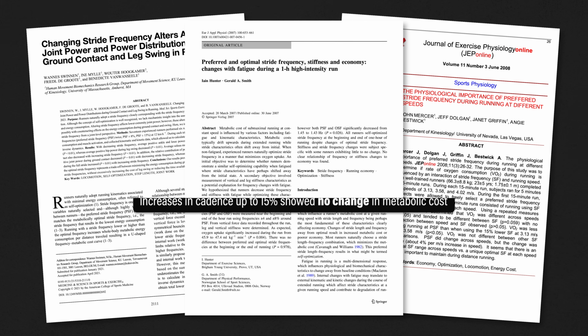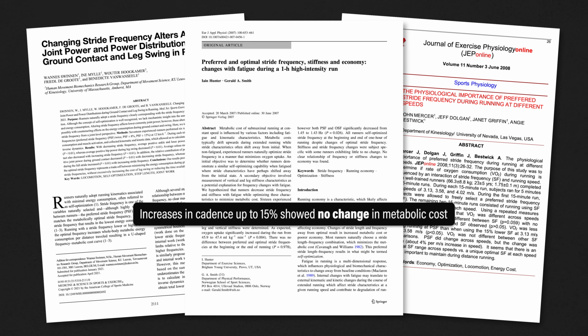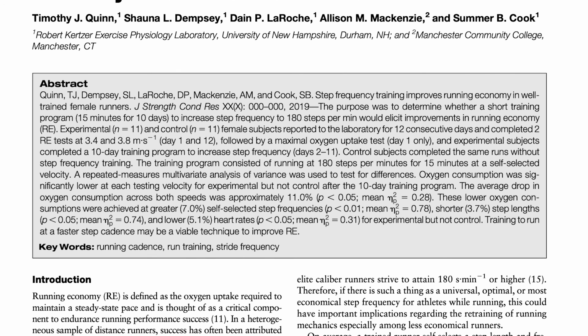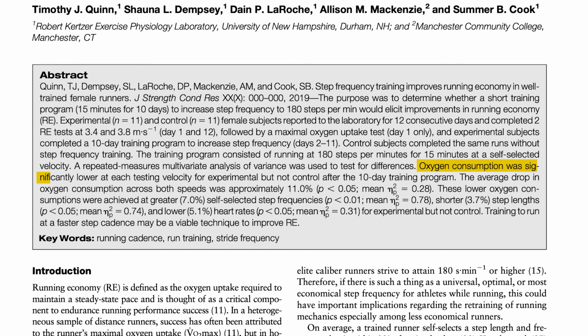Several studies investigating up to a 15% increase in running step rate, as well as changes in running speed, have shown no change in metabolic cost. Contrary to these findings, Quinn et al. in 2021 showed an improvement in the metabolic cost of running at self-selected speeds after 10 days of training cadence to 180 steps per minute in well-trained female runners.